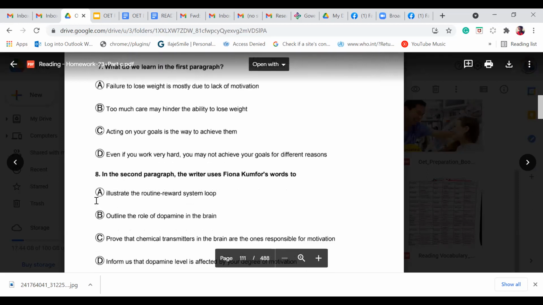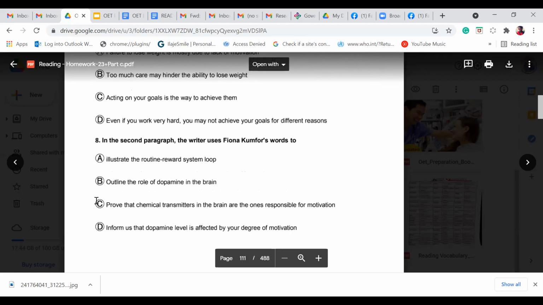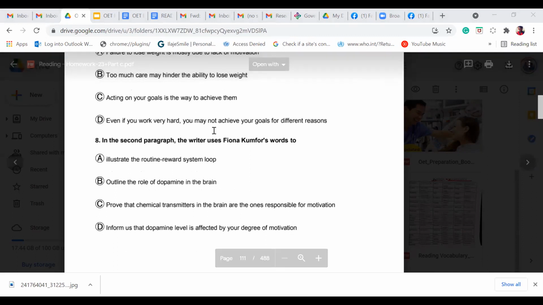So we go to the second question. In the second paragraph, the writer uses Fiona Comfort's words to... Remember, we're saying that part C will always direct you to where to go in the text. So it's saying here, Fiona Comfort's words. So look at the options: illustrate, routine, reward, system, loop, outline.